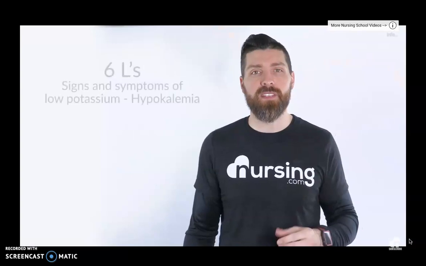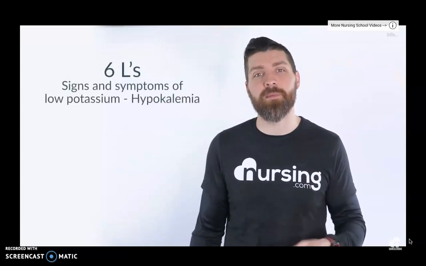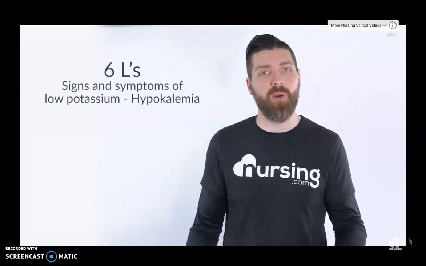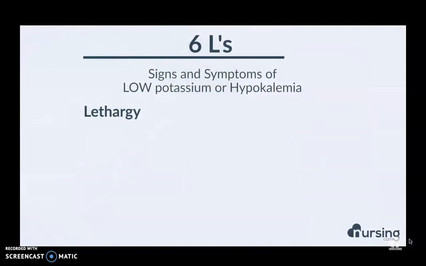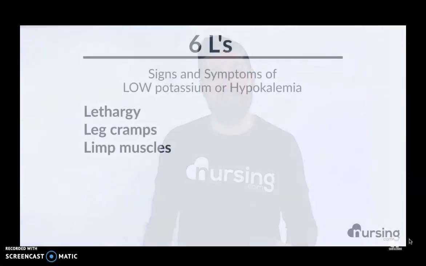In this lesson, we're going to look at the mnemonic 6 L's. The 6 L's help you to recognize the signs and symptoms of low potassium, or hypokalemia. So let's get started. The first one is lethargy. A patient who is lethargic may have low potassium, so we need to take a look into that. The second L is for leg cramps. Patients with low potassium may have leg cramps. The third L is for limp muscles. Anytime we have a patient that has low potassium, they may not have the strength that they normally do.